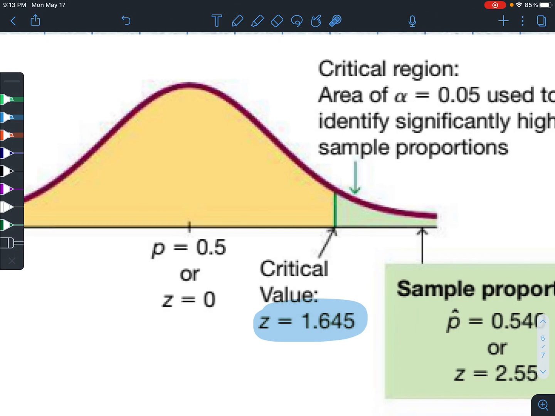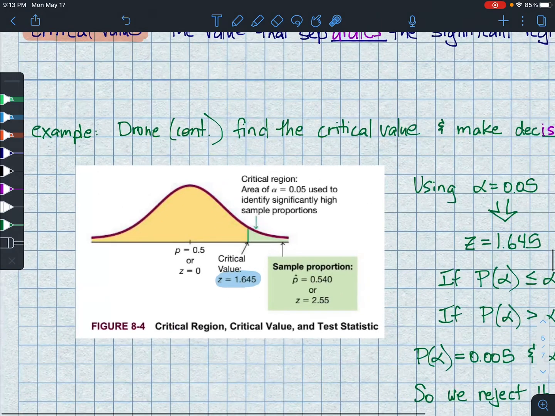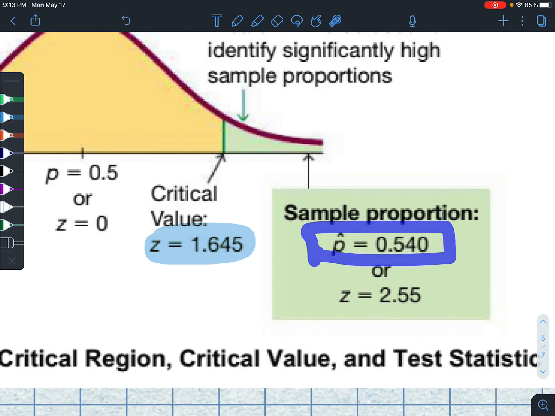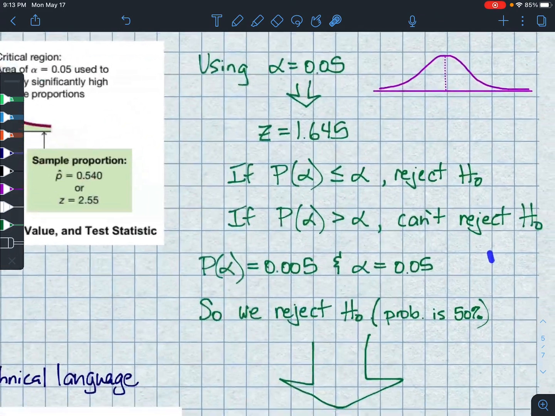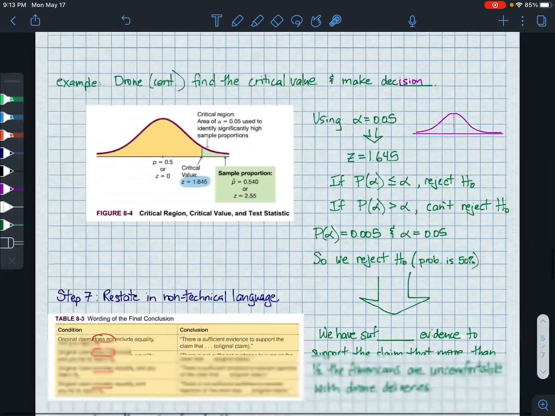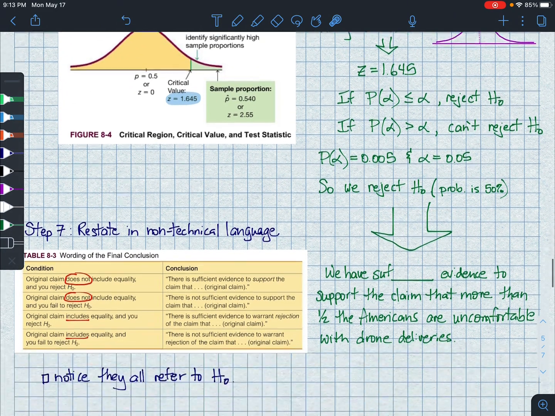Remember, we go online and look for 5% of the data here, 5% of the area, right? And that gives us, again, that same chart, 1.645. Now, we know that the z-score of 2.55 is way to the right. So this is in a rare circumstance, right? And this leads us to reject our null hypothesis. This is not credible because it's way out there in left field.